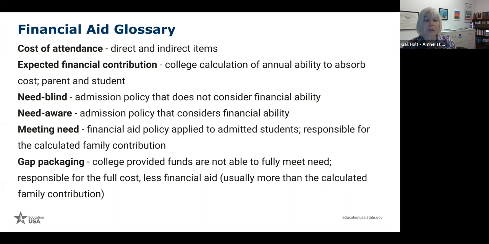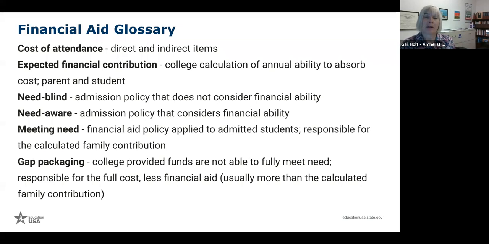Institutions that are able to meet need, what that means is it doesn't mean that they're going to cover the full cost, but if you use that cost of attendance total figure and subtract from that the family contribution, then the difference is the eligibility for financial aid. So very rarely is a student receiving the whole cost, but the institutions that can meet financial need are putting together a financial aid package that meets that calculated, or demonstrated, need.